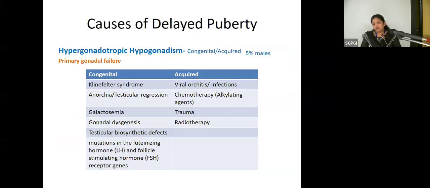And the last cause is the hypergonadotropic cause. We have to understand that though we say hypogonadotropic hypogonadism, if we are evaluating a child in the prepubertal state, we might get gonadotropin levels that are absolutely normal or absolutely in the hypogonadotropic range. So hypergonadotropic levels have to be read in the context of the actual age of puberty. In this case, primary gonadal failure occurs. There can be congenital or acquired causes.